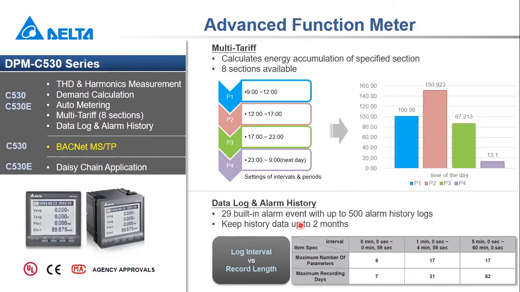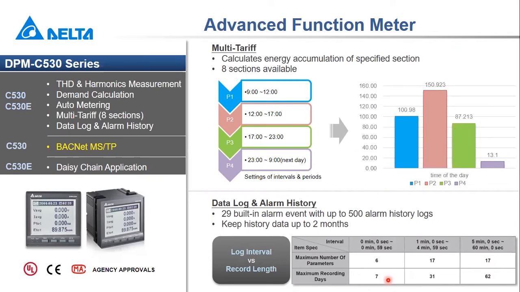And for the data log function, data log means if the power meter's connection to the system is disconnected, the power meter still keeps the data inside the power meter. And how long can it keep the data? It's up to 2 months. 2 months means the interval time is, I think, 15 minutes, with up to 17 parameters. Within all these conditions, the power meter can keep the data for 2 months.